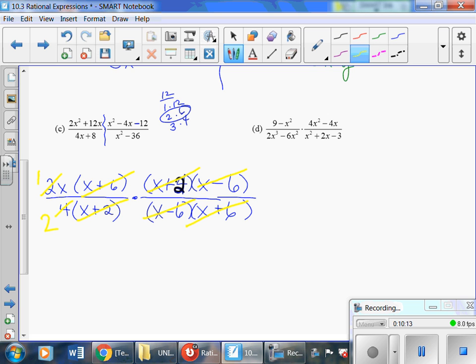x. Don't forget about the x there. That's why you have to be really careful. So here we have an x over, because here's my x right here. X over 2 is my final answer.